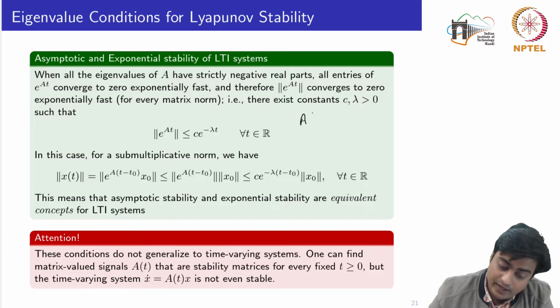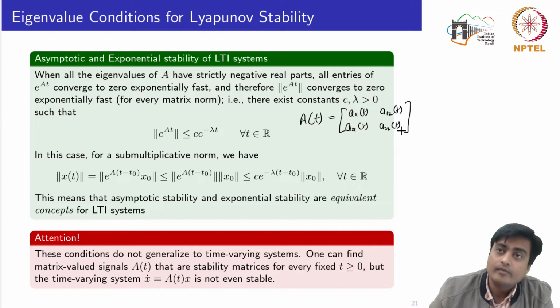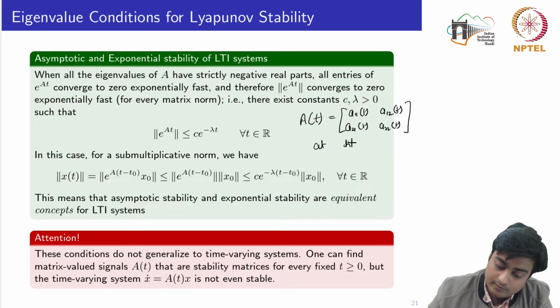Let's say I have A of t. Consider one particular example: a11 of t, a12 of t, a21 of t, and a22 of t. Okay, now at a fixed time t, let's consider three different time instants, t1, t2, and t3.